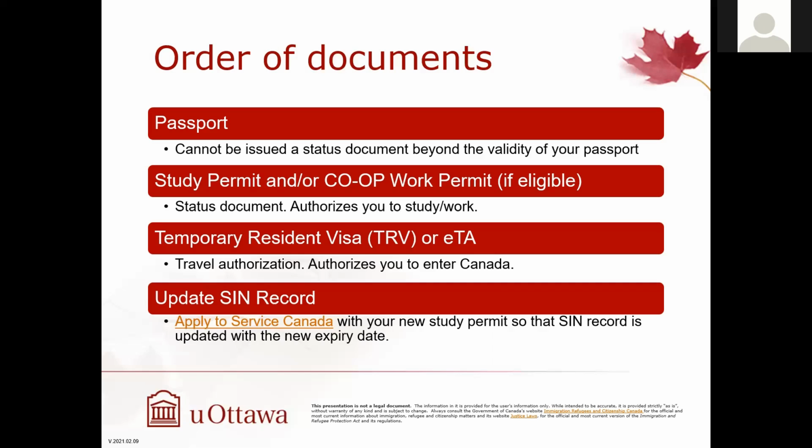This isn't really a status document per se, but I wanted to mention it because after you've extended your study permit or co-op work permit, you'll also want to update your SIN record, social insurance number record. As you know, the SIN is required for you to be able to work in Canada. Anytime you get a new status document, you always want to make sure that you're updating your SIN record to match the new validity of your status, the new expiry date of your status. Right now, because of COVID, you still want to do this online. You can see here we've given you the link. Once you have your new permit, make sure you go online to update that SIN record.